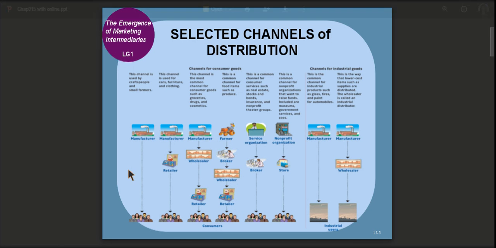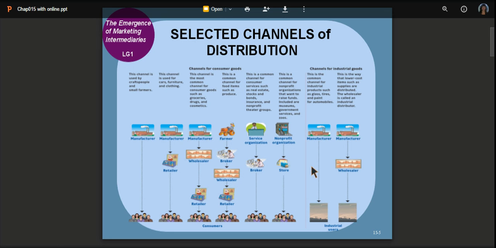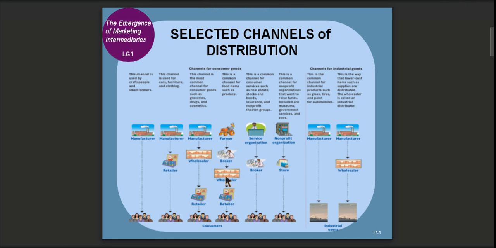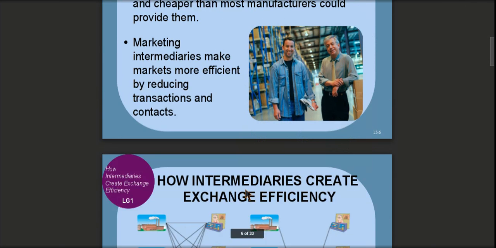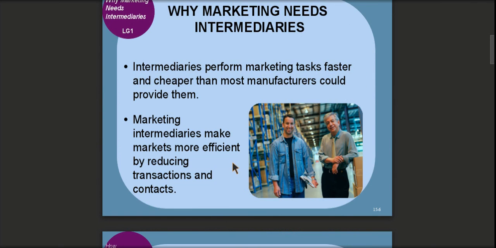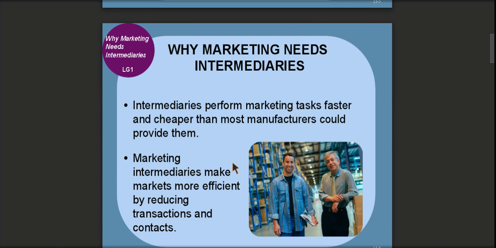Okay, so I think this shows the different ways that intermediaries can be involved and the different levels of channels of distribution that can be involved in each of those. Okay, so in general, intermediaries can do things faster and cheaper than manufacturers could.